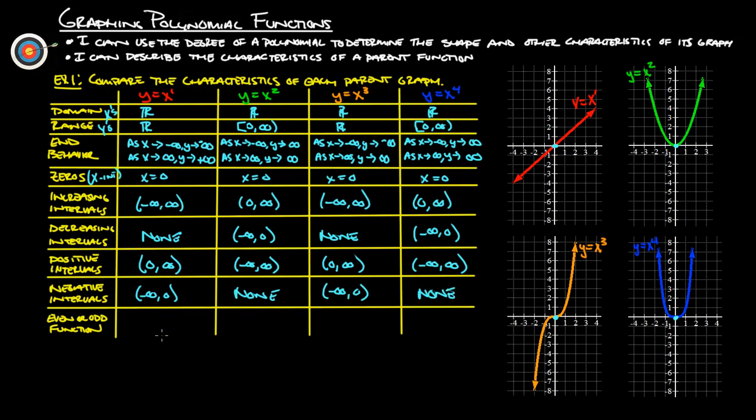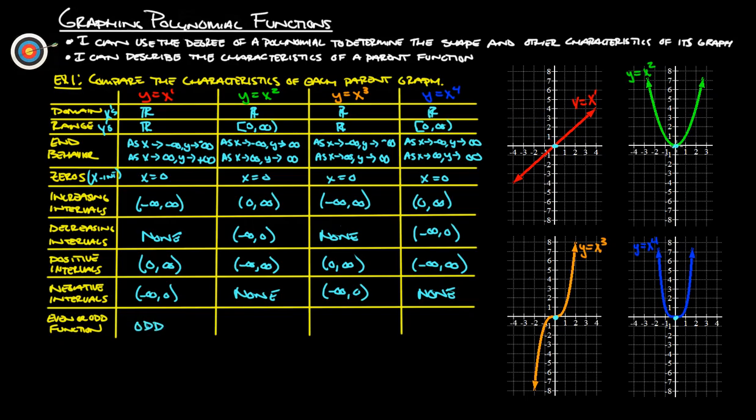Okay? And then even or odd functions. Now, what we want to do with this is basically it's an even function if it reflects about the origin, about the middle here. So if we reflect this over, we get this here, so that is not even. So that would make it odd.